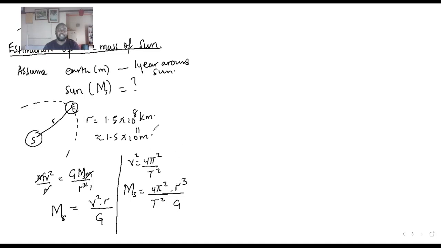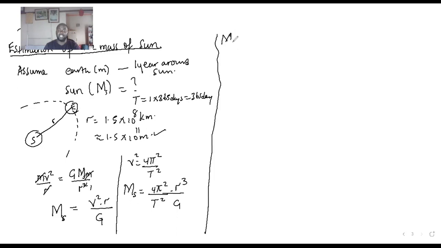Remember, R is the distance between those two bodies. So we know R, I've given it to you. The period is 1 year, 1 year times 365 days. So the period is 365 what? Days. But we need to work in SI units, so we shall convert the days to seconds.